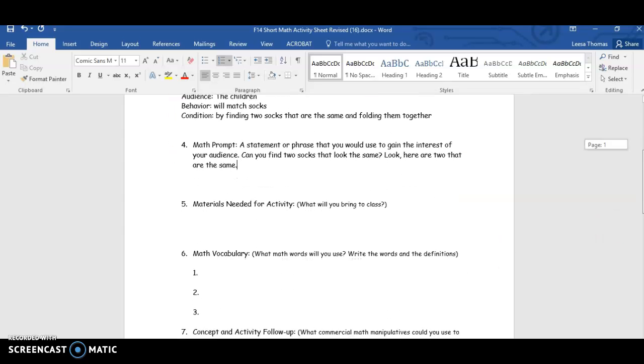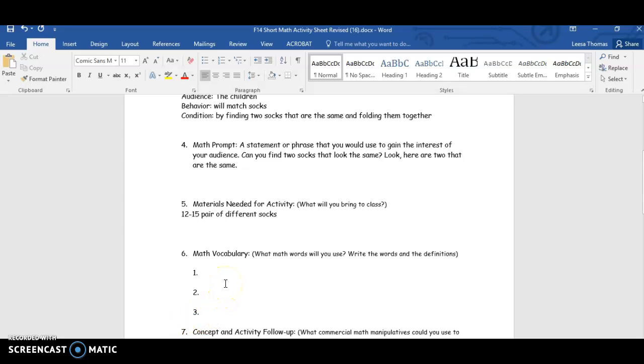Then the next part, what materials do you need for this activity? So I'm going to say 12 to 15 pair of socks. They need to be different, so I should say that. Pair of different socks. Because you want the children to have some visual interest. If they're all the same, it'll be too easy. So 12 to 15 pair of different socks.